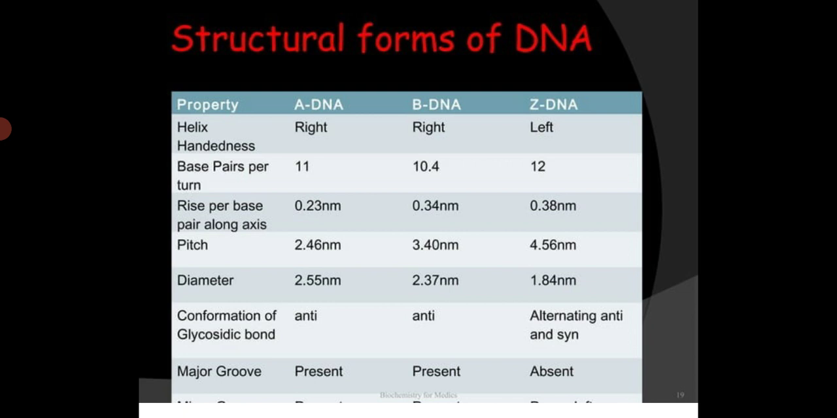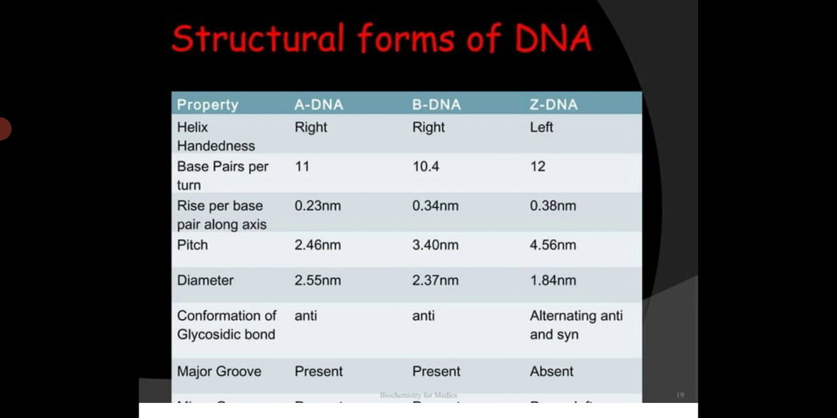The A DNA is a right-handed helical DNA. It has 11 base pairs in each turn. Rise per base is 0.23 nanometers. It has a pitch of 2.46 nanometers. There is a presence of a major groove.